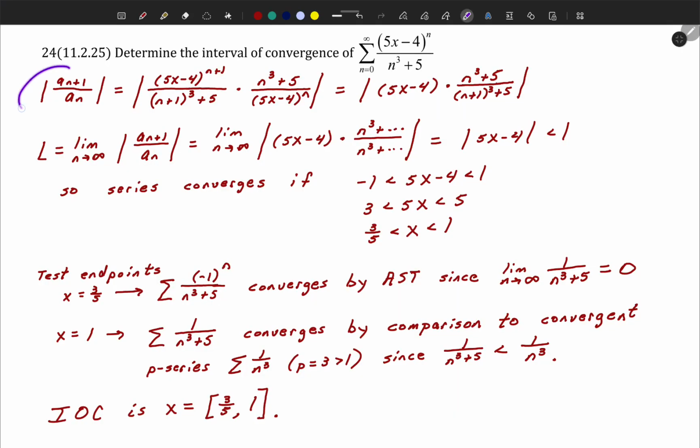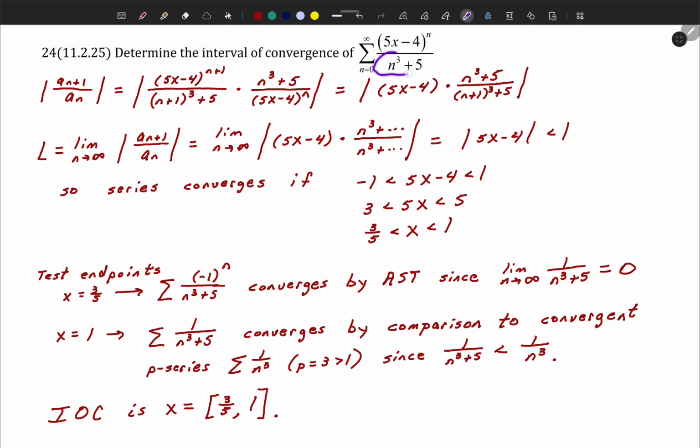So you'll notice that's what I started out doing. I said, I'm going to have to think about what the absolute value of the a sub n plus first term over the a sub nth term is. And again, your book would have used a sub k plus 1 over a sub k. Doesn't matter. The choice of indices is totally arbitrary, but most choose n. So I'll say, okay, in my numerator here, a sub n plus 1 is going to be (5x minus 4) to the n plus 1 power. That's where this came from.